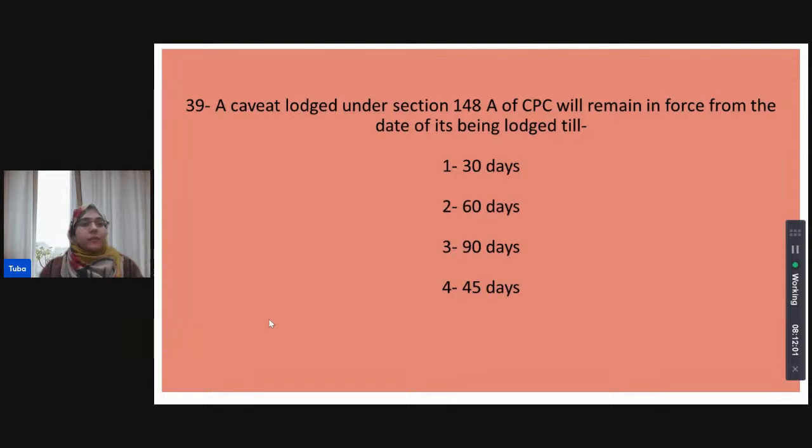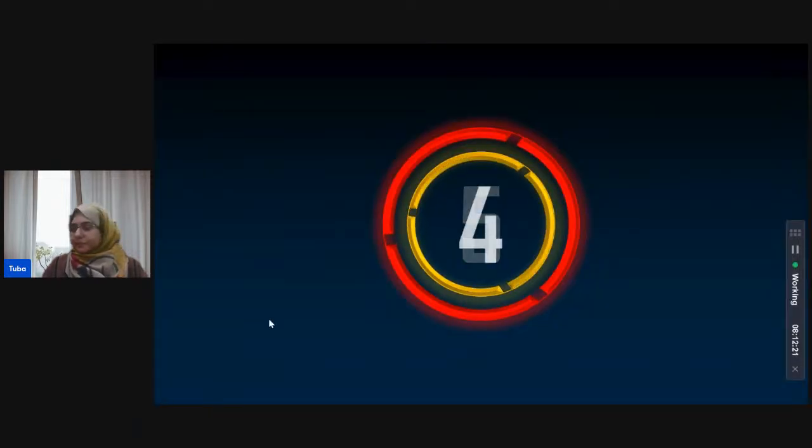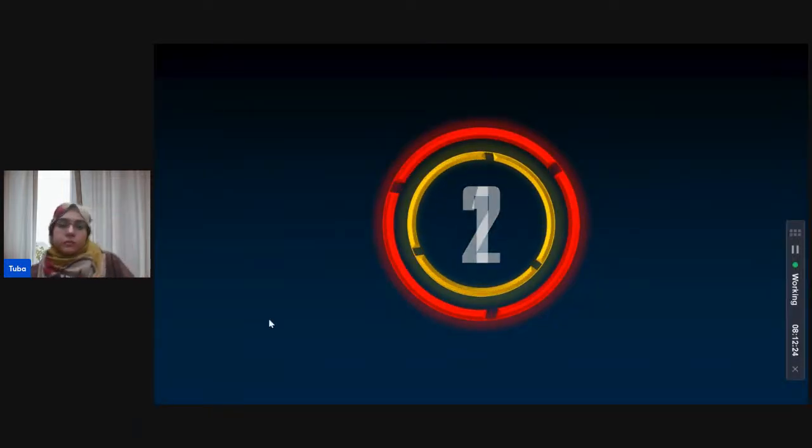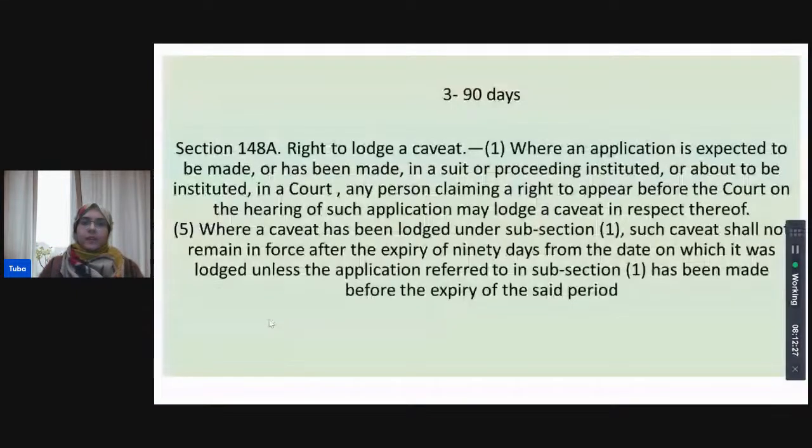Next question. A caveat lodged under Section 148A of CPC will remain in force from the date of its being lodged till how many days? Till 30 days, till 60 days, till 90 days, or is it till 45 days? And the correct answer is 90 days as per again 148A. So the correct period of expiry, as in subsection 5, is 90 days from the date on which it was lodged.